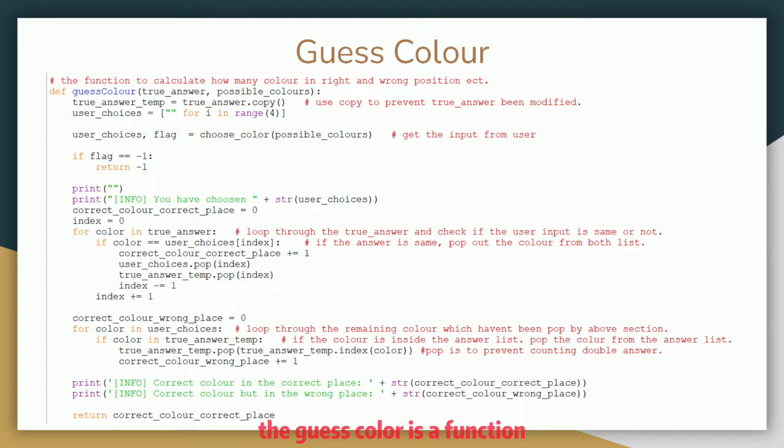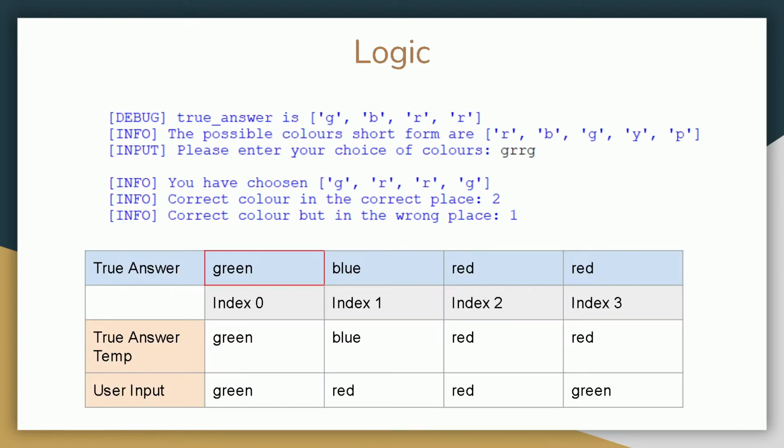The guessColor is a function which will call the chooseColor function and check the number of correct colors in the correct place or wrong place. Before checking the answer, if the flag returned from the chooseColor function is equal to -1, it will directly return since the user wishes to exit the game, and there is no need to check the answer. The logic of checking is shown in this slide. The program will check the correct color in the correct place first by a for loop through the true answer. The color is matched with the user input. The specific position color will be popped out from both the user choice and the true answer list.